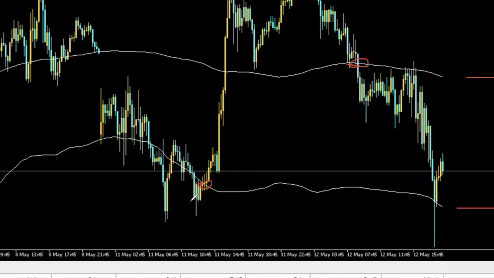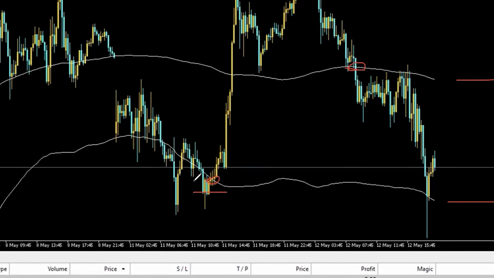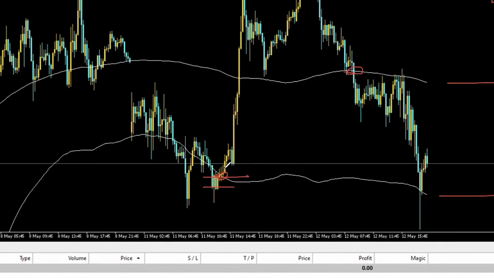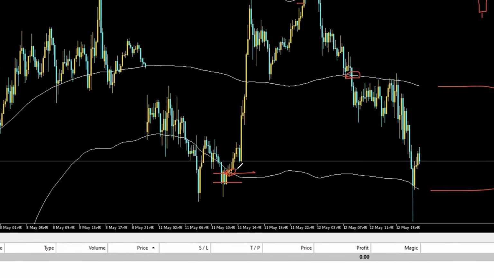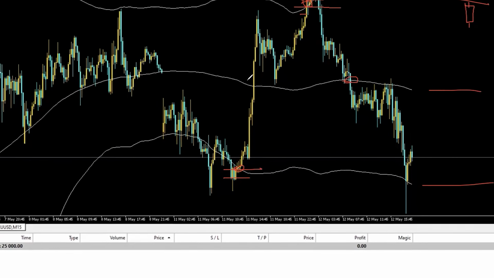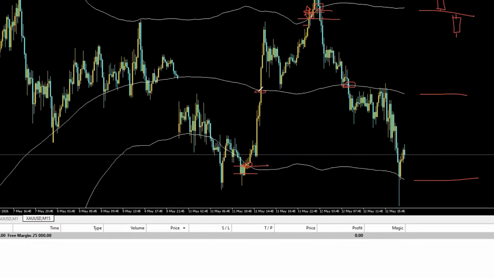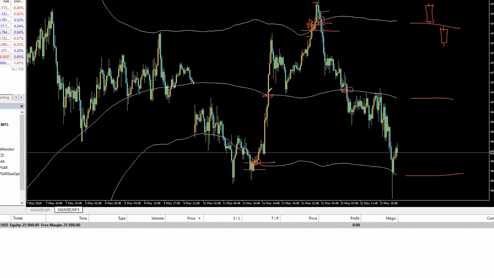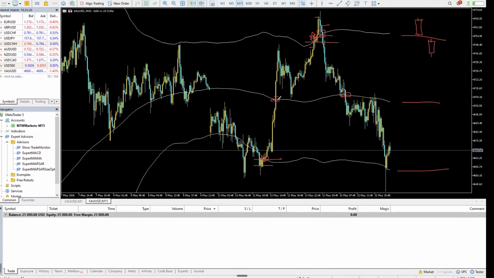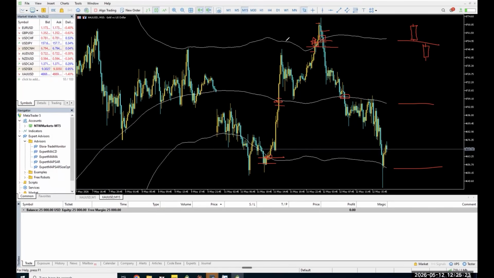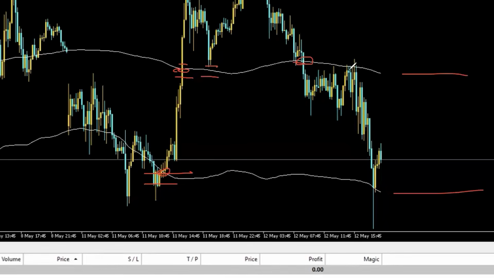Entry here, stop loss here. This is the line. Price above the line means a support zone, stop loss under, take profit at the zone. Zone to zone. You could do that again here. Price above the line, stop loss under the line, TP here, zone to zone. Here, stop loss, TP, zone to zone. It did it right here.